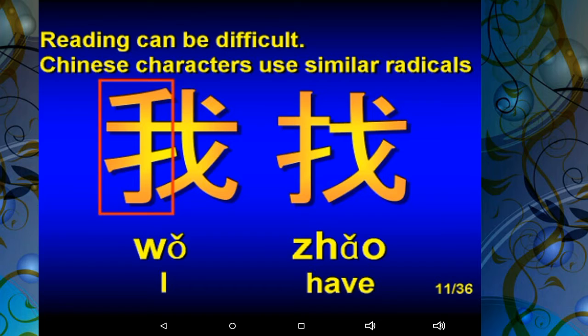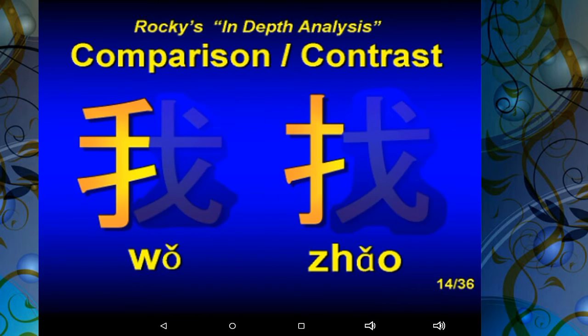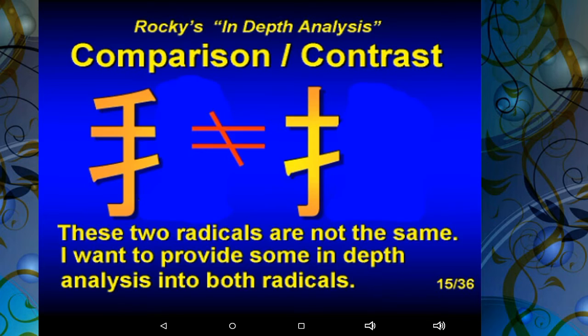First, I want to isolate the left-sided radical of the character Wo. And I want to isolate the left-sided radical of the character Zhou. And we're going to be doing some comparison and contrast of both of these radicals. I want to clean it up a little bit so we can bring out the way these radicals look. These two radicals are not the same. I want to provide some in-depth analysis into both of these characters.